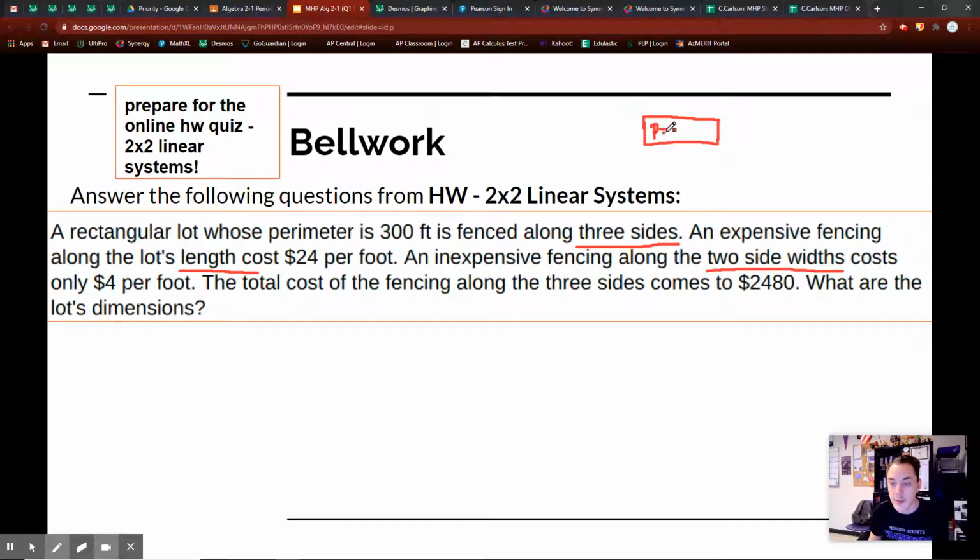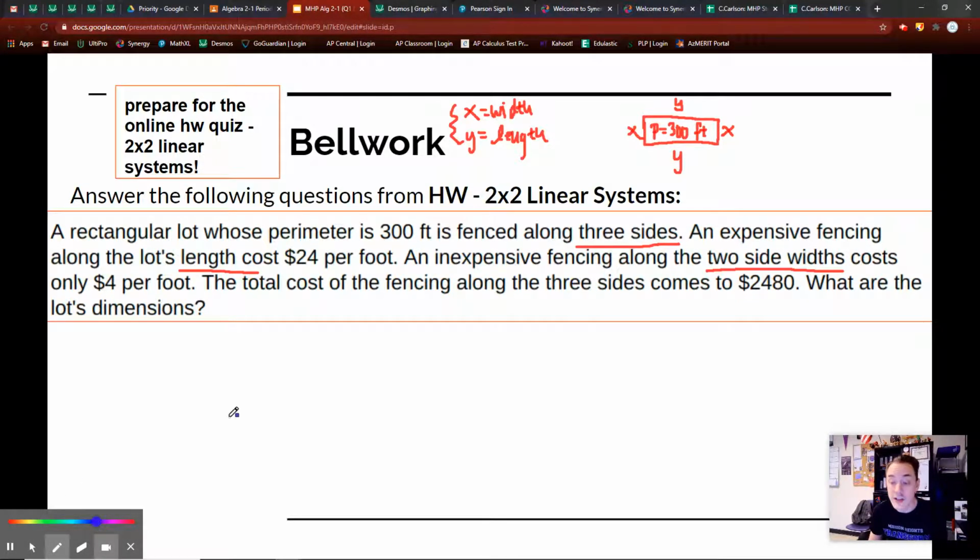I know that my perimeter is 300 feet. And let's just say off to the side, X will be your width, and your Y value is your length. So that means this is Y, and this is X, and this is X. Now technically this is Y as well, but wait.